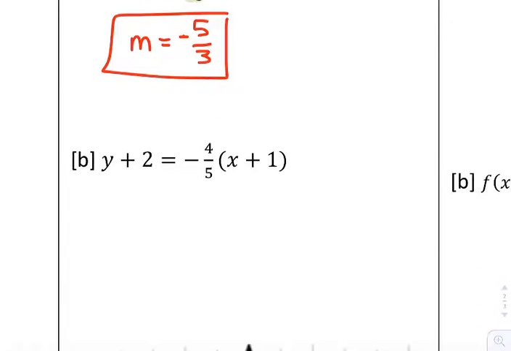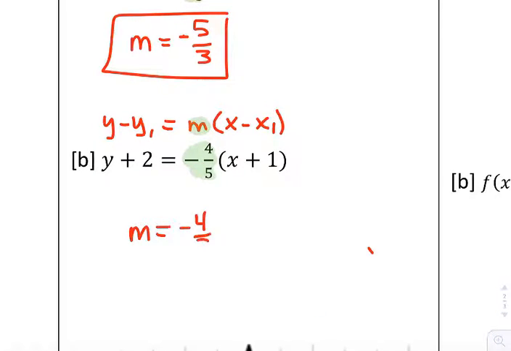For this one, this is in point-slope form, so this is y minus y1 equals the slope times x minus x1. So this one was kind enough to give you the form as is. We just have to know how to read it. And so the slope in this case is going to be negative 4 over 5.